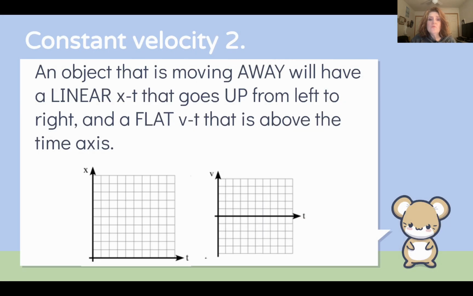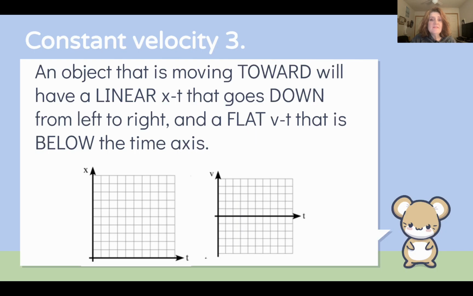The object could move away from you or away from the origin. This would be a line going up from left to right on the XT graph and a flat positive on the VT graph. And then finally, the object could be moving toward you. This would be an angle going down from left to right on the XT graph and a negative velocity under the T axis on a VT graph. But again, it's a flat line.